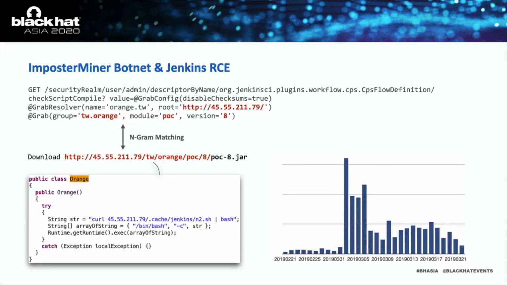Let's dive into the RCE attack payload. We can see the strings in red contain some information. There is an HTTP URL and some special strings like tw.orange, POC, and a number 8. These strings can be matched to a remote download behavior captured by endpoint agent inside server. In this case, our N-gram payload matching algorithm called this Jenkins RCE automatically, and we analyzed it for the first time. Then we confirm that's a zero-day.